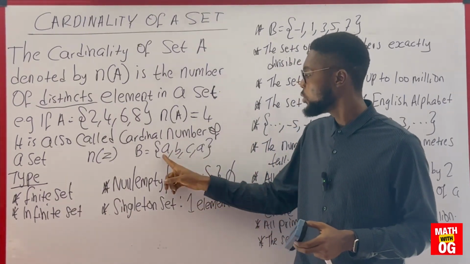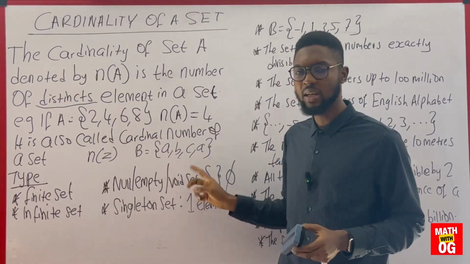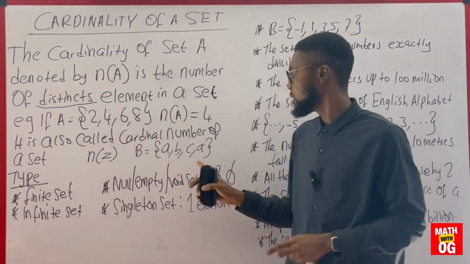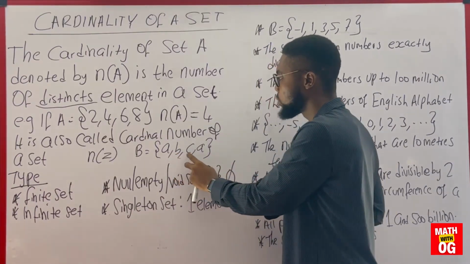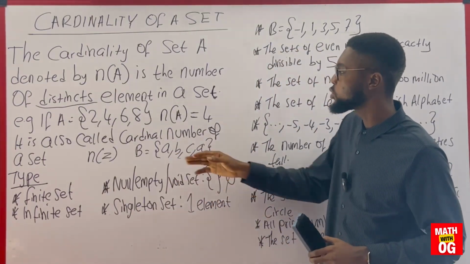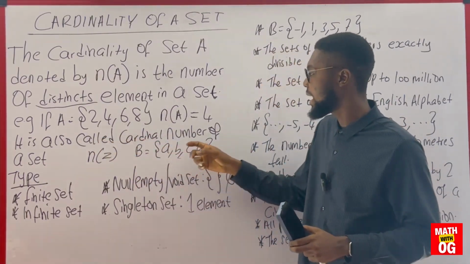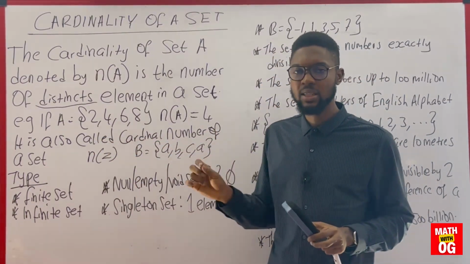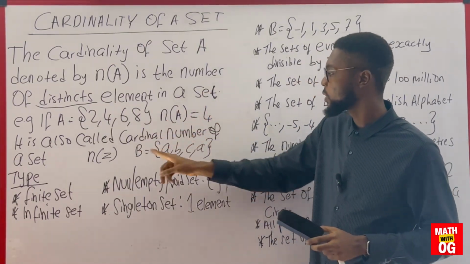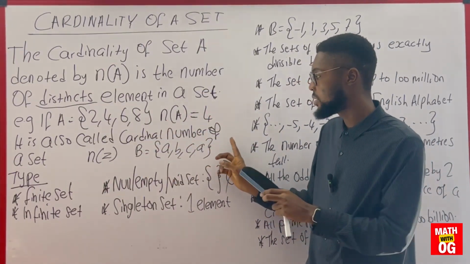You will see why you can have two of the same elements in a set and that does not mean that the cardinality is 2. These two are still 1, then you have 2 and 3. So the cardinality of this set is 3. We also call the cardinality the cardinal number. So the cardinal number of this set is 4, while the cardinal number of this set is 3.